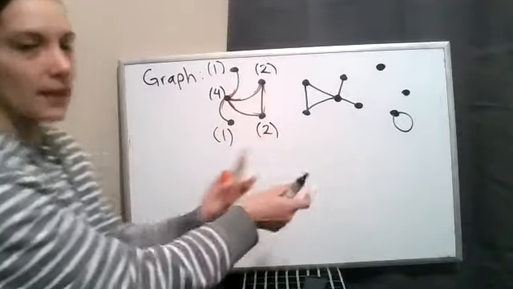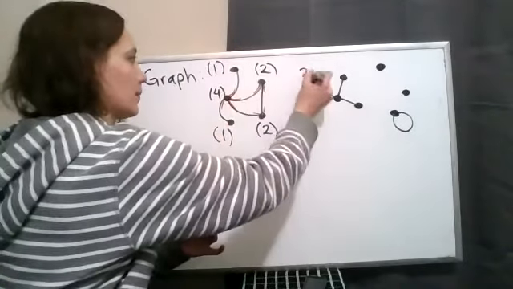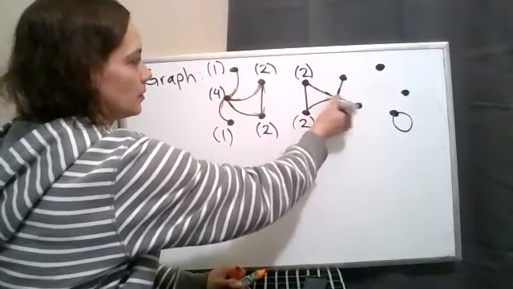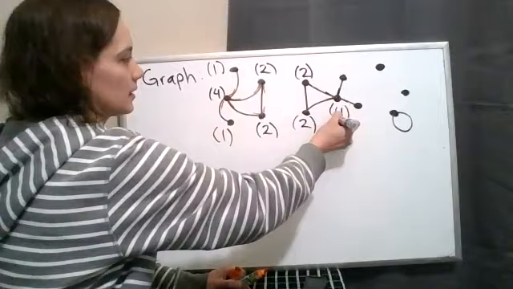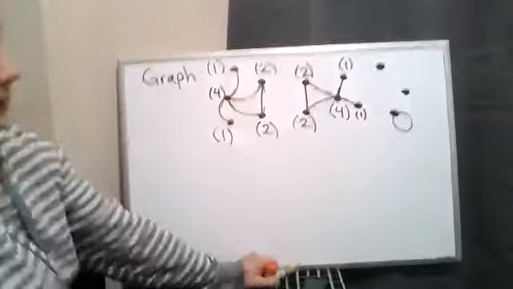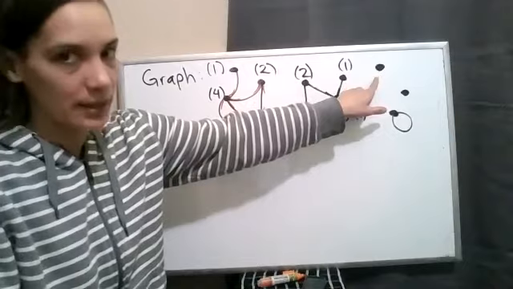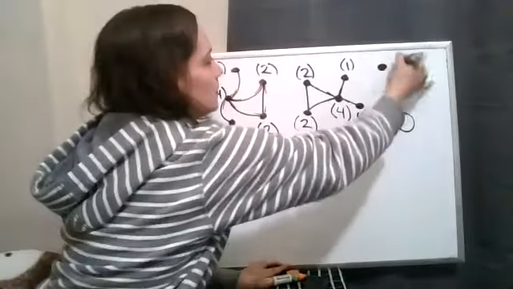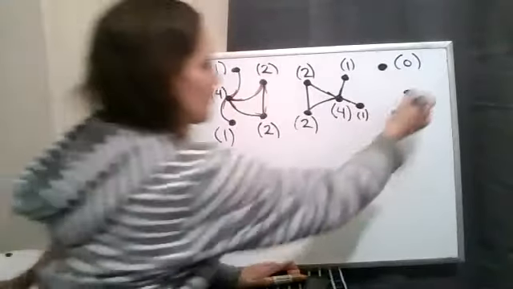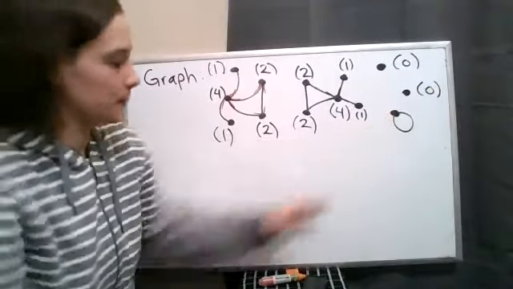Second component. This part has degree 2. This is degree 2. Degree 1, 2, 3, 4. 1. 1. Okay. No connections to that vertex, which means you have a degree 0. And that happens there, degree 0. This one's got a loop, so it's got degree 2.